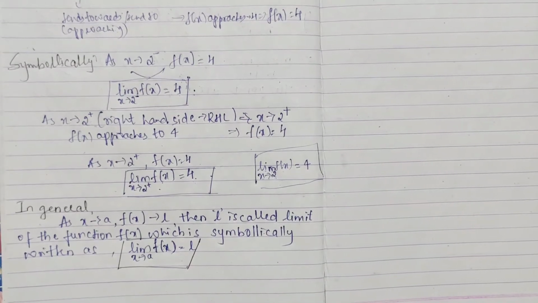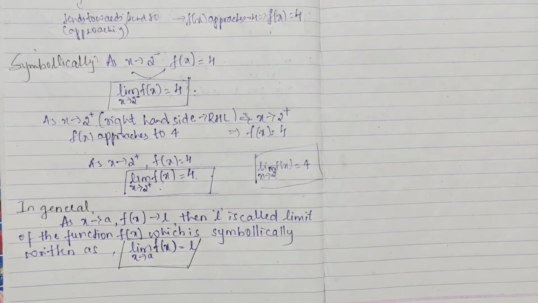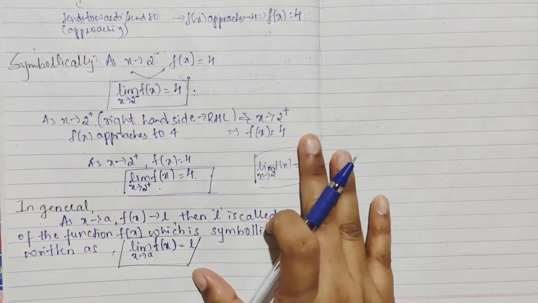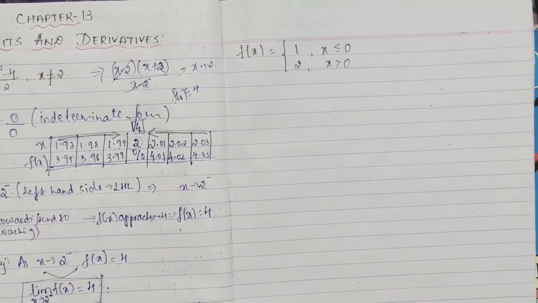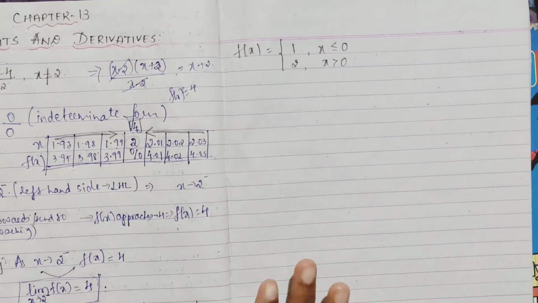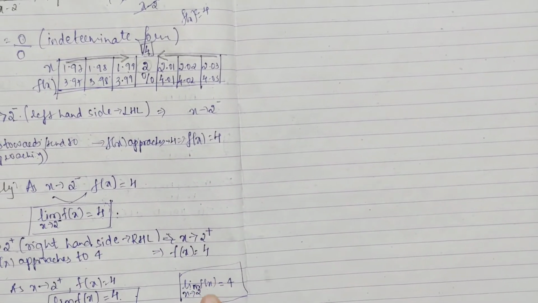Note, this is very important. This is all basic, I have explained it, but it is better you note it down. Introduction, it will be good for you. As you saw previously, we had got our left hand limit and right hand limit the same, so we had got a common value.